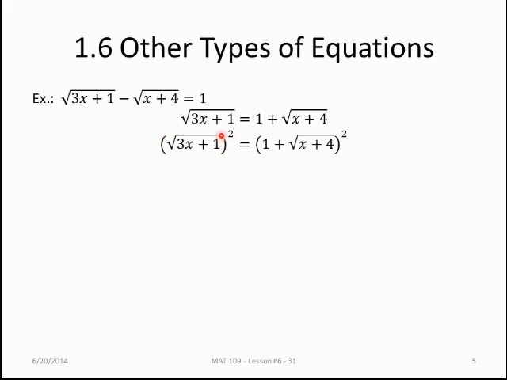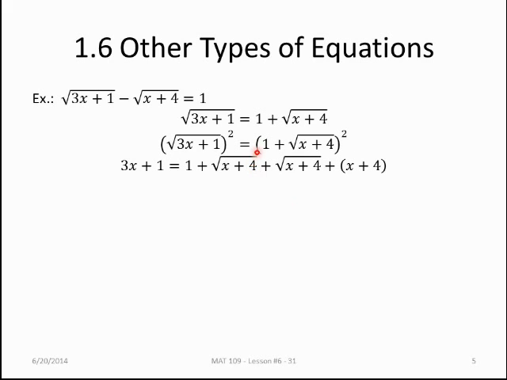On the left side, that just means multiplying the square root by itself. But on the right side, it means multiplying this expression by itself. I need to multiply 1 plus the square root of x plus 4 times 1 plus the square root of x plus 4. That is a FOIL type of multiplication. It is not just 1 squared plus a square root squared. When I square the left-hand side, it just removes the radical and gives me 3x plus 1. When I square the right side, I FOIL.